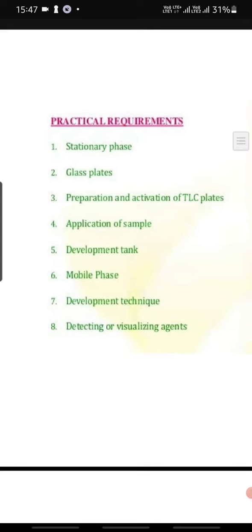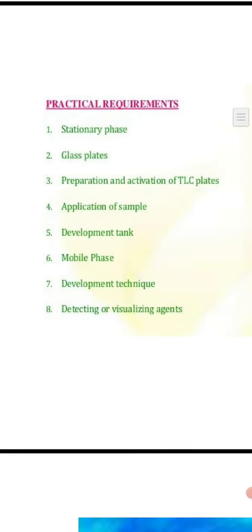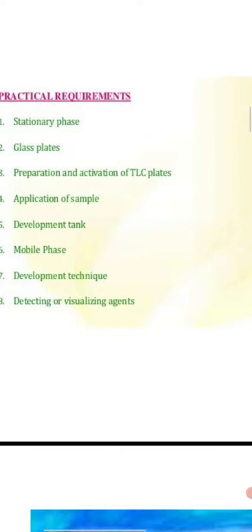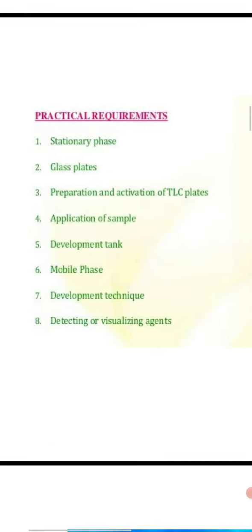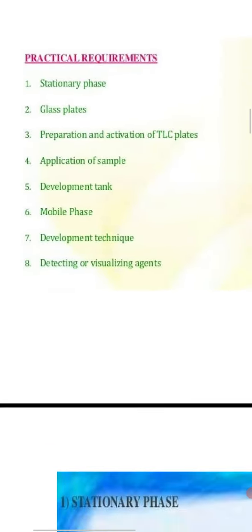Next one is the practical requirement, how we can perform the TLC. So there are different types of the practical requirements are used. First one is the stationary phase, second one is the glass plate, third requirement is the preparations and the activations of the TLC plates, then fourth point is the applications of the samples, then development tank, then next one is the mobile phase, development technique, and detecting or visualizing agent. So these are the few components or the practical requirements for TLC.